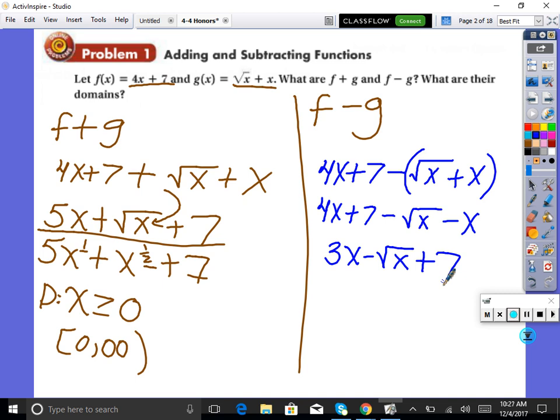Don't forget to distribute your negative. What's my domain, everybody? Good. x is greater than or equal to 0, or 0 to infinity, including 0. Good point. All right, let's do some more.